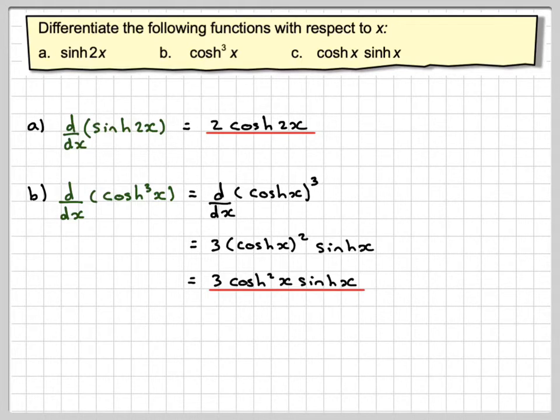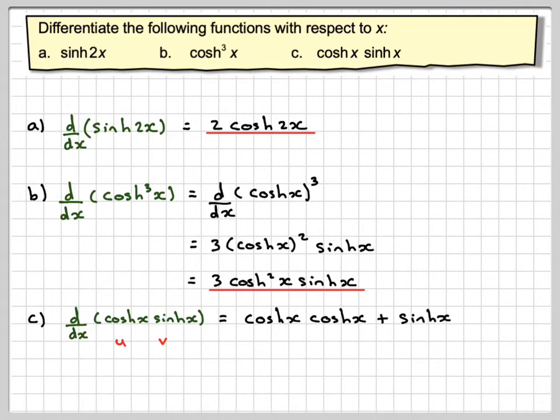sinh x. Okay, the last one is a product, so we need to use the product rule. So cos x times sinh x, so that's type uv. So it's going to be u, which is cos x, times the derivative of v, which is actually cos x, plus the v, which is sinh x, times the derivative of u, which is sinh x. So that's just going to give me cos squared x plus sinh squared x. Okay, please note that's not equal to 1.